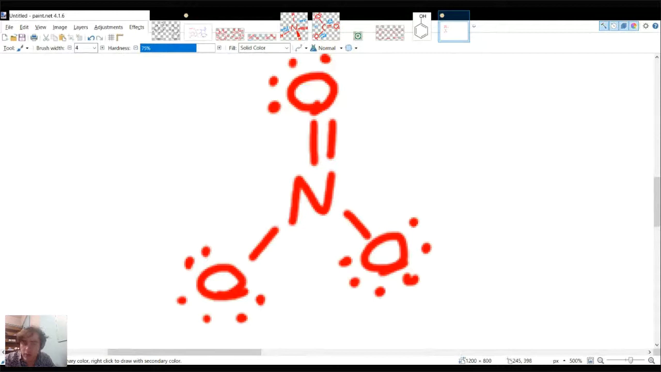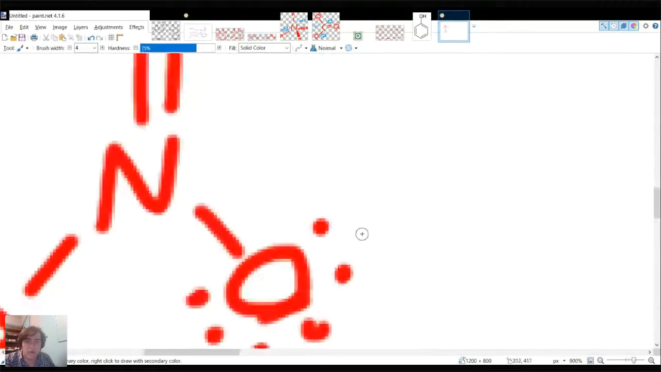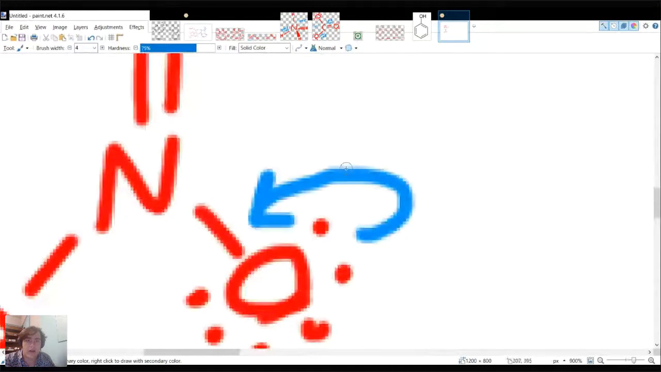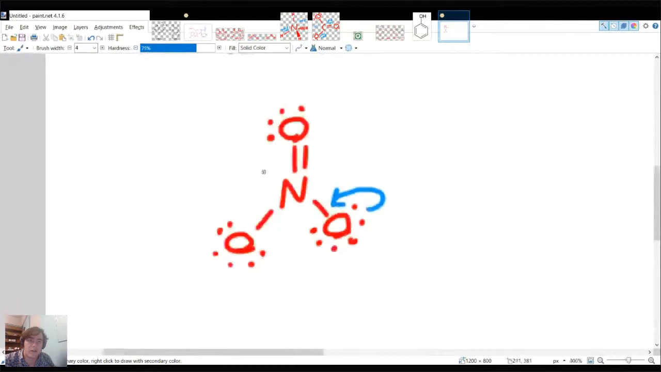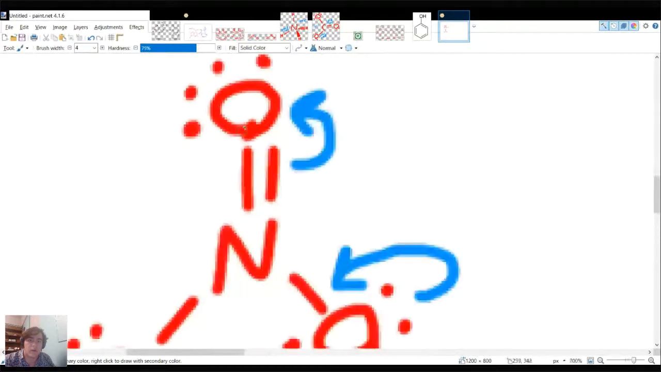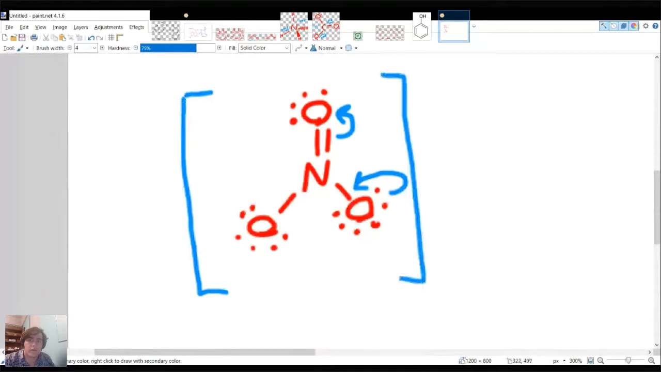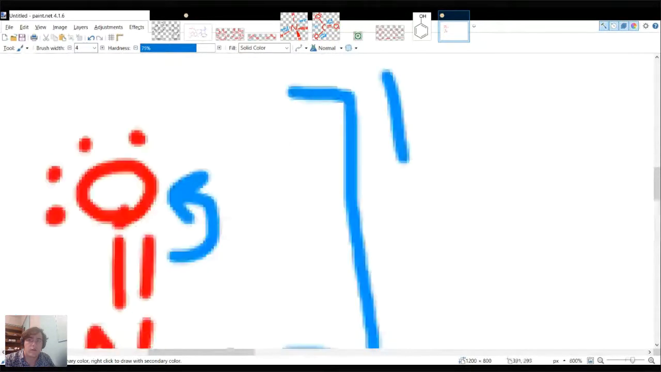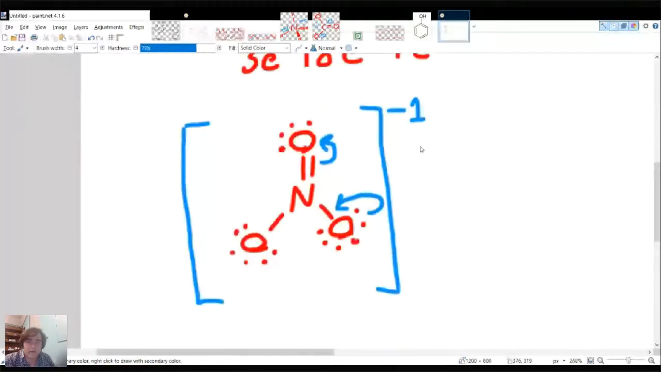Yeah, exactly. This lone pair can go here, but now this nitrogen has too many. It has too many bonds to it, so this lone pair has to go here. And we denote this having a -1 charge by drawing these brackets out with a -1 charge. So does that make sense where I got that from?